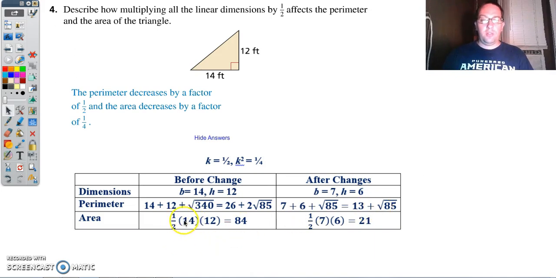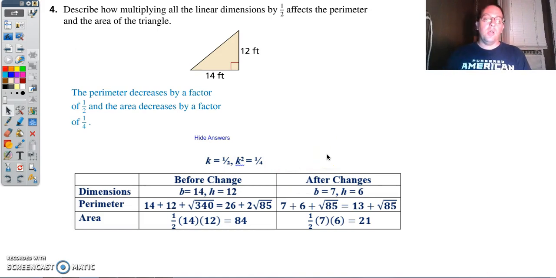For the area was 14 and 12, so 1/2 times 14 times 12. It's now 7 and 6, 1/2 times 7 times 6. So 84, 21, and if you'll notice, 21 is 1/4 of 84. So you can see this does work.